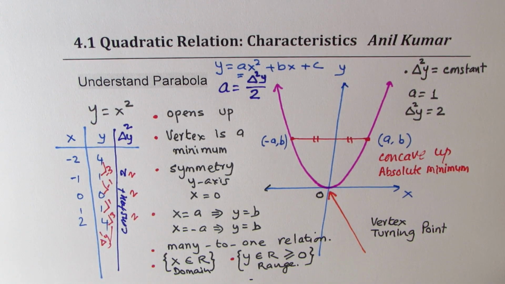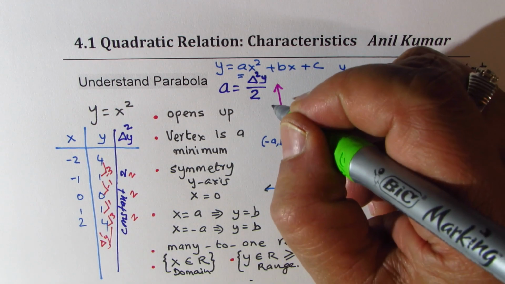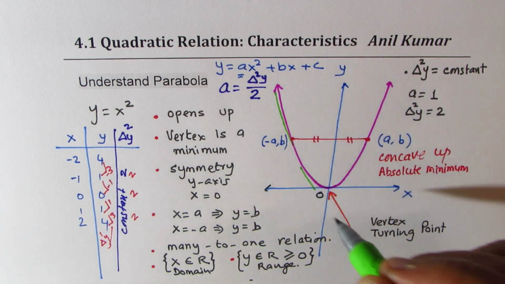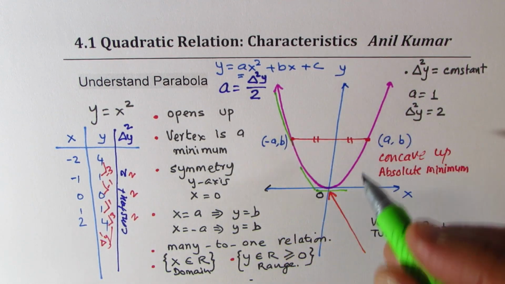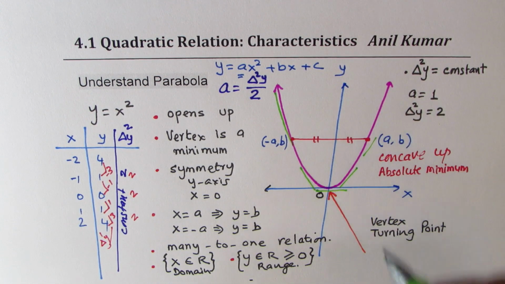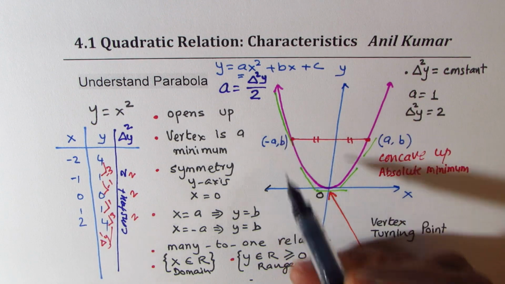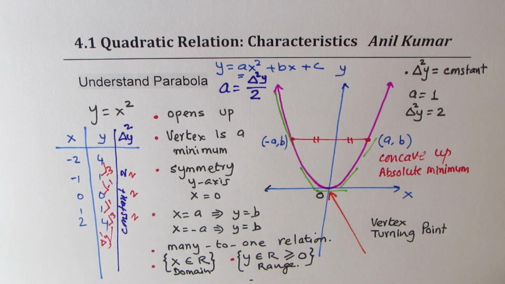Correct? So these are very important things. Lastly, I would also like to tell you that if we look into rate of change, that means if I draw a tangent line, then in this part it is negative and here it is positive. So what we also notice is that the slope at any point, which we call rate of change, increases all throughout.